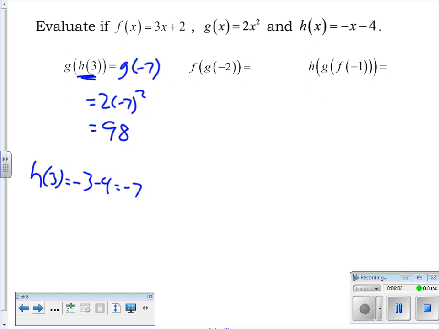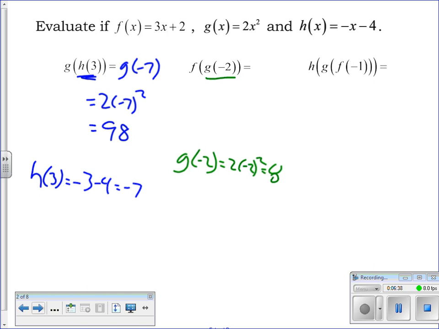Same thing on the next one. I want to find f of g of negative 2. My innermost function is g of negative 2. I need to figure out g of negative 2. G of negative 2 is 2 times negative 2 squared, which is 4 times 2, which is 8. G of negative 2 is 8.